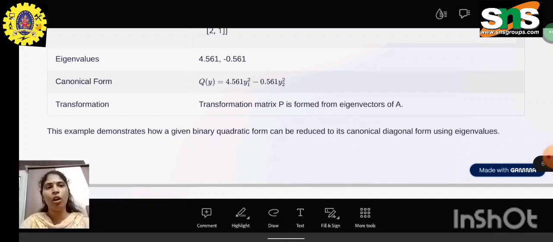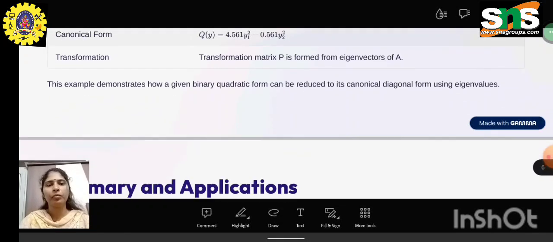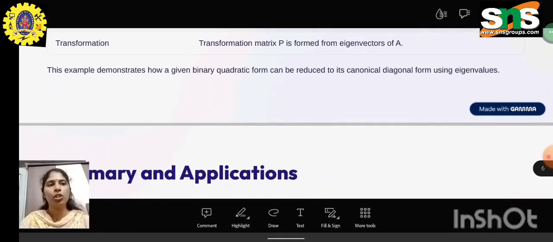Next, canonical form will be lambda 1 y1 square plus lambda 2 y2 square. So we have 4.561 y1 square minus 0.561 y2 square. Next is transformation. Transformation matrix P is formed by eigenvectors of A. The example demonstration will follow.